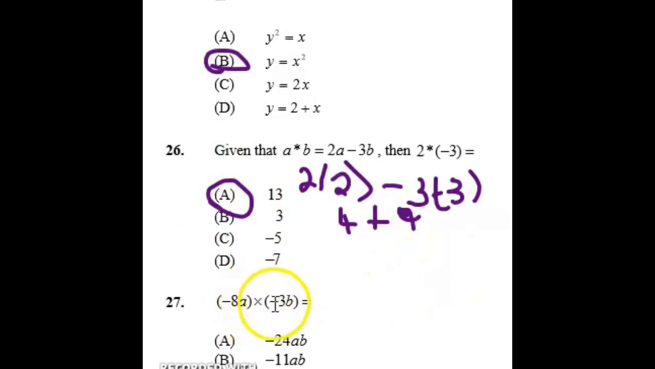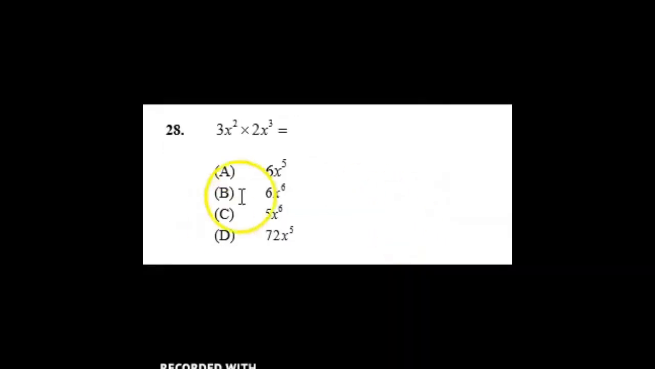Negative 8a times negative 3b, so they're basically saying negative times negative, so this would have been positive 24, and a times b would have been ab. Here we have 3x squared times 2x to the third power is equal to, so 3 2's would have given you 6, and x to the second, x to the third, we add the indices, so it would have been x to the fifth power.